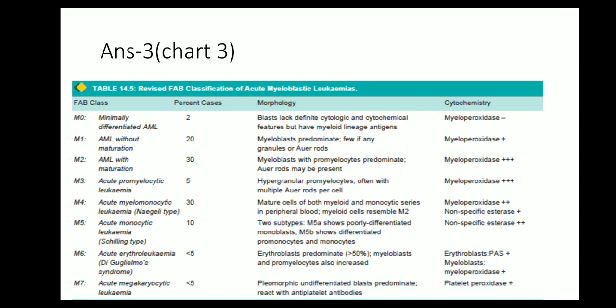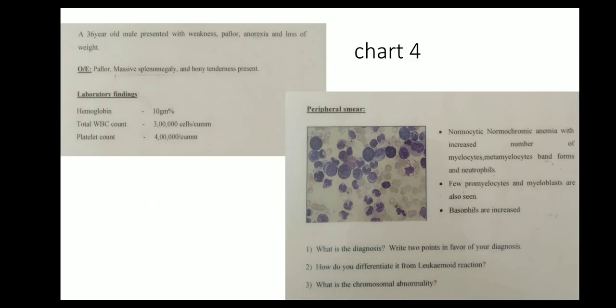M3 is acute promyelocytic leukemia. M4 is acute myelomonocytic leukemia. M5 is acute monocytic leukemia. M6 is acute erythroleukemia. M7 is acute megakaryocytic leukemia. So this is the FAB classification of acute myeloblastic leukemia, that was the third question.